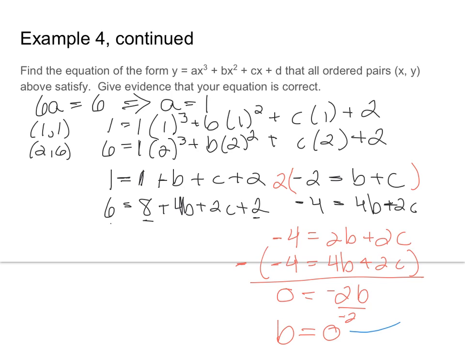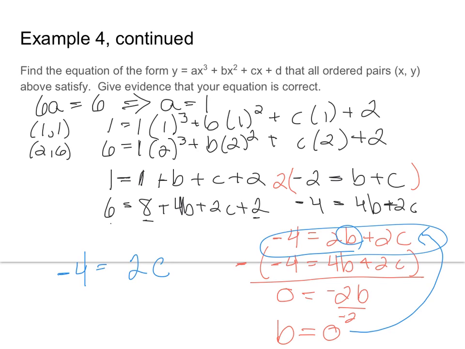Okay, I'm going to plug that back into an earlier equation. Negative 4 equals, since b is 0, positive 2c, so sorry. I just grabbed that and plugged it into this equation. I made b 0. Divide both sides by 2. c equals negative 2. And now we have our final equation.